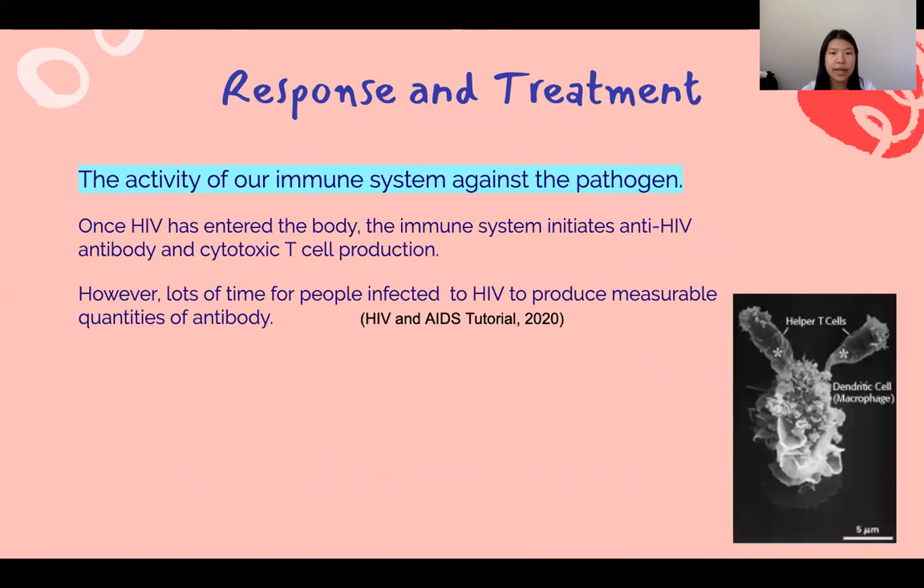Response: treatment activities of our immune system against the pathogen. Once HIV enters the body, the immune system initiates anti-HIV antibodies and cytotoxic T cell production. However, a lot of the time for people infected with HIV, the body will make a good amount of antibody to fight off HIV.